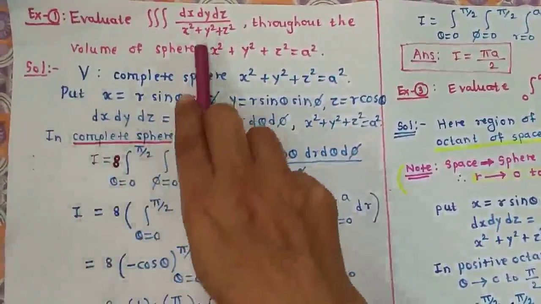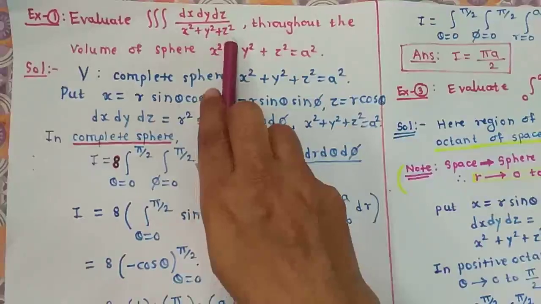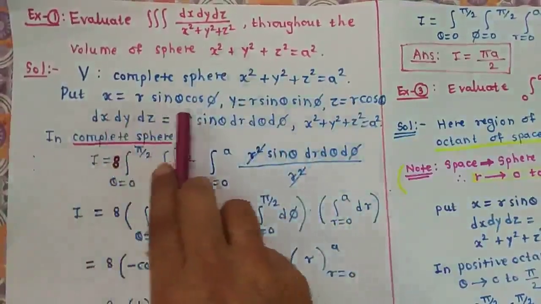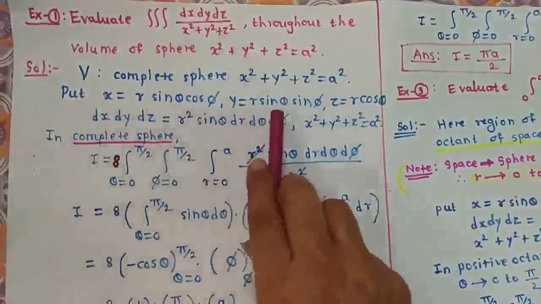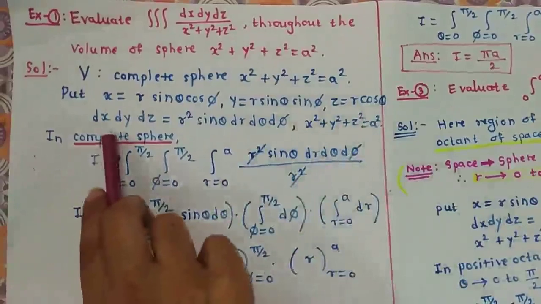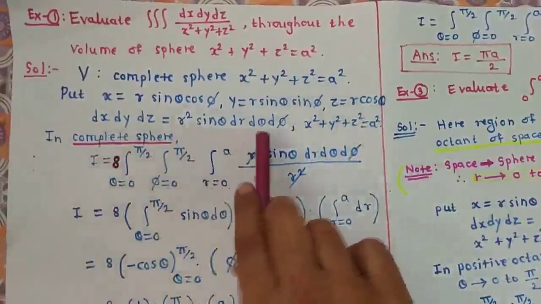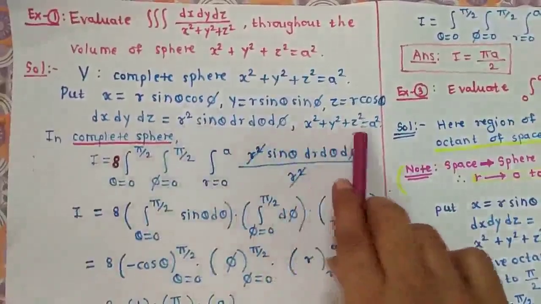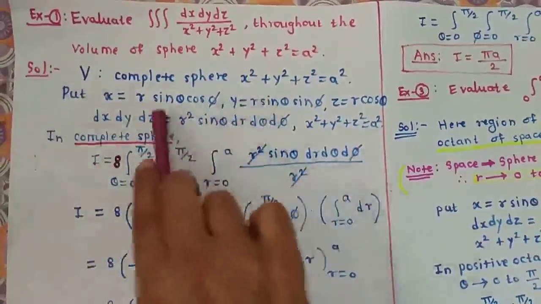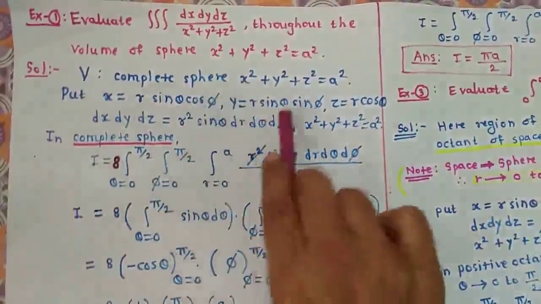Okay, so since the integrand involves x square plus y square plus z square, we use spherical polar substitution here. So we put x equals r sin theta cos phi, y equals r sin theta sin phi, and z equals r cos theta, and hence dx dy dz equals r square sin theta dr d theta d phi, and x square plus y square plus z square equals a square. This much part is common in examples of spherical polar substitution.